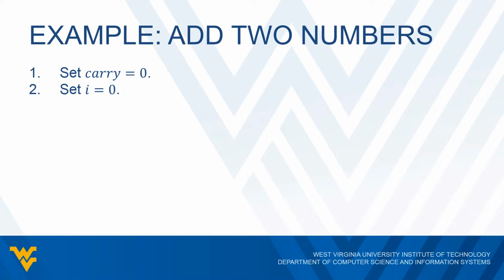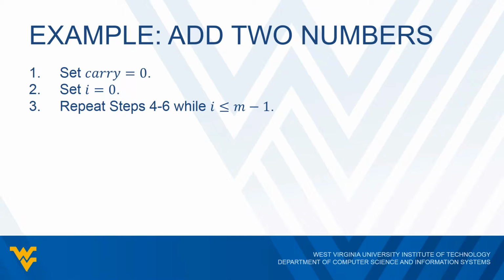The next step is that we're going to have another variable, which we'll call i, and it's also going to be initialized to 0. We're going to use this i to keep track of exactly which place in our numbers we are trying to add. For example, i being 0 means we're going to add the two digits from the ones place. i being 1 means we're going to add the two digits from the tens place. i being 2 means we're going to add the two numbers in the hundreds place, and so forth.